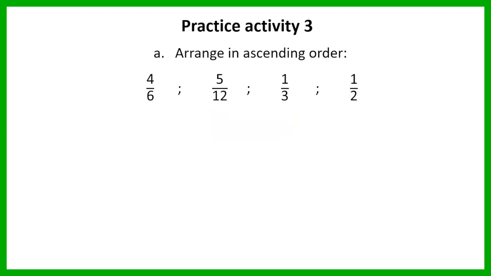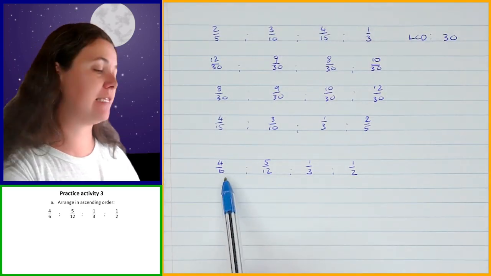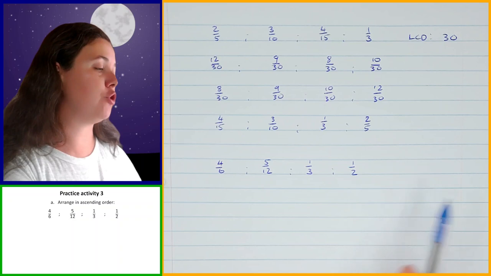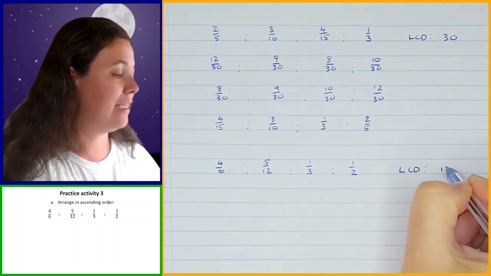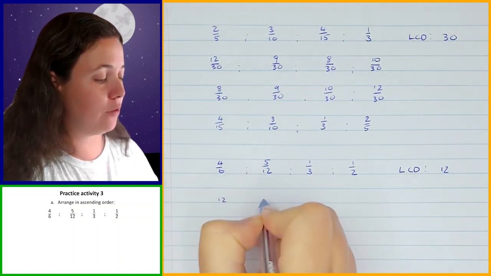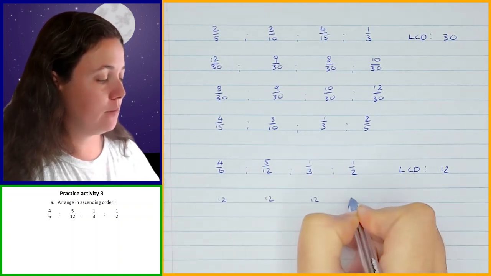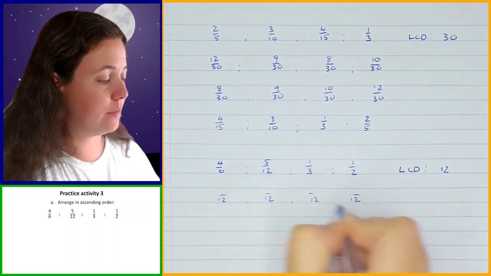Okay, so let's go through that. For these fractions, you have denominators 6, 12, 3, and 2. You should have found that your LCD in this example is 12. So you're going to change all of these fractions to something over 12. Okay, so that's what we have to do first.